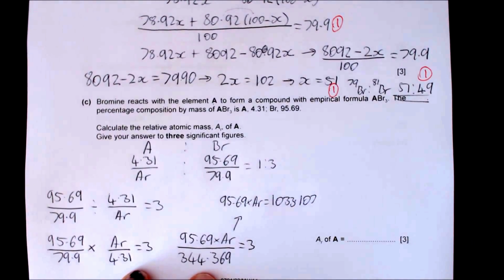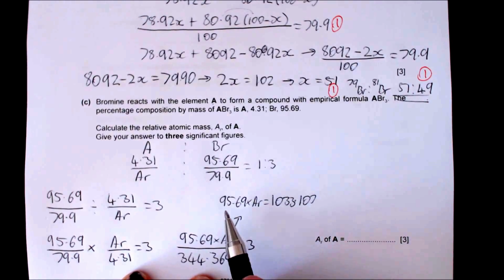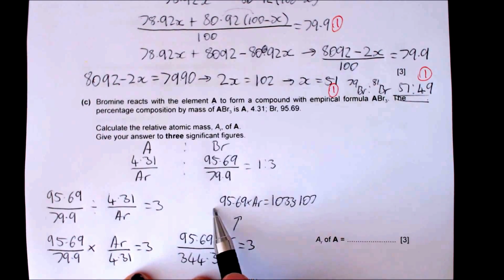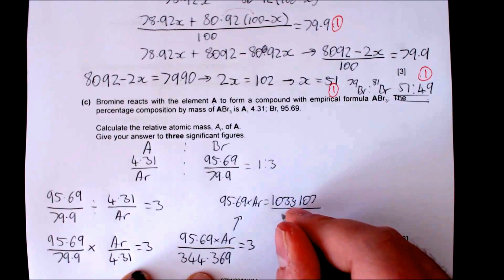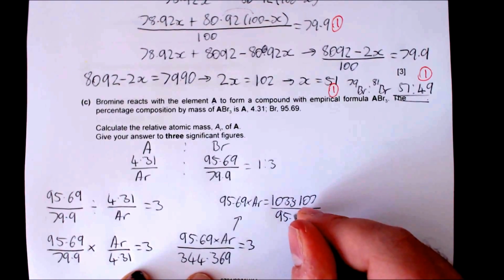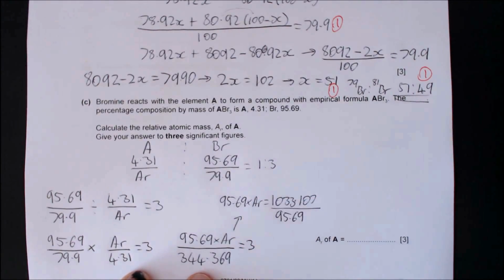1033.107. Okay, and then what we need to do is try and get the AR on its own. So we need to divide this side by 95.69. If we divide that side by that number, we effectively cancel it out there, and we do the same here. So we're going to divide that by 95.69, and that'll tell us what the AR is.